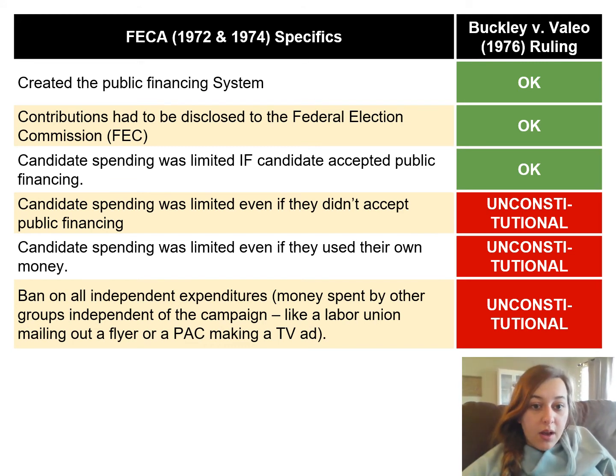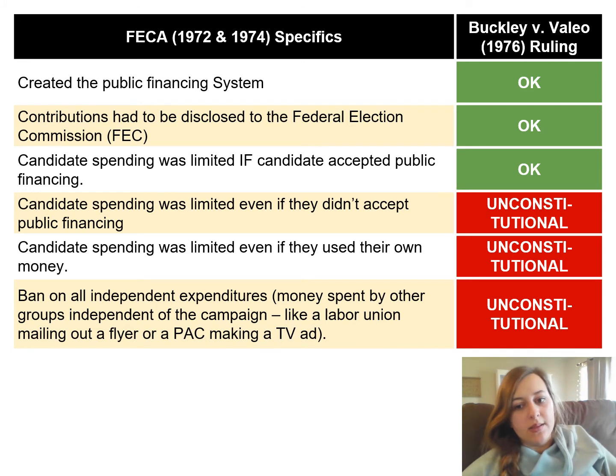Now, the original law limited spending even if they didn't accept financing, even if they used their own money, and it banned all independent expenditures, which is money that's spent on campaigns independent of the campaigns. Now, the reason this law is passed is because after Watergate, right, look at the years here, after Watergate, there's this focus on limiting corruption in campaigns. So that's the goal here, right? Limit some corruption.